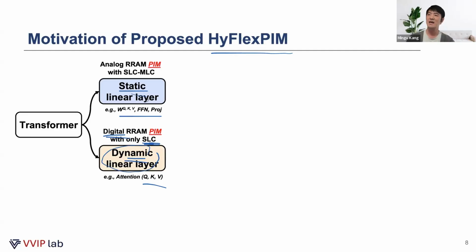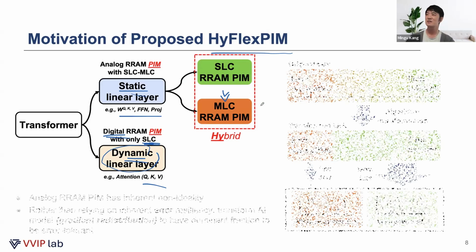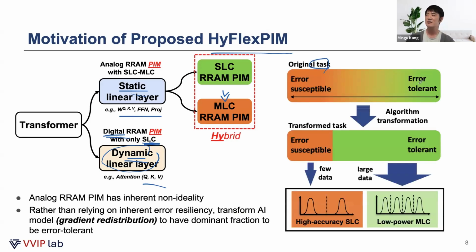Now, for the static part, ideally, we want to use MLC for all of the cases for higher efficiency. However, the problem in practice is, in any type of task, there is an error tolerant part and an error vulnerable part. So typically, for the error tolerant part, we enjoy efficient analog MLC operation. On the other hand, for the error vulnerable part, we use very, very accurate digital or single level cell operation. This is the common practice of this community.